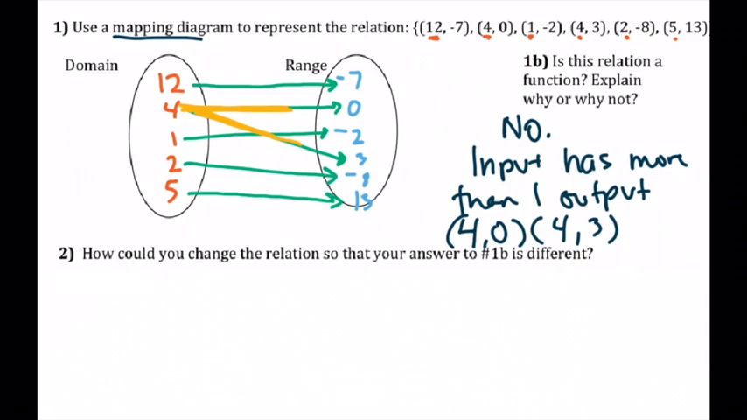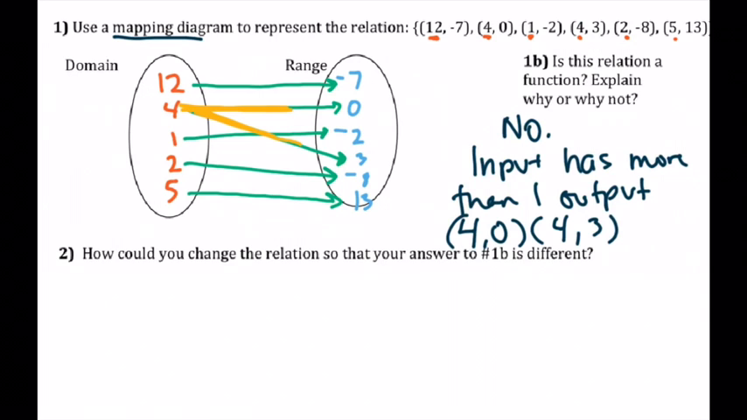What are some things? Okay, Connor? You could take out one of the ordered pairs that had an output from 4. Okay, so like maybe just throw that one out. Now, just to reemphasize, I can't just go around changing the problem, but if I was going to write a new problem that was going to be a function, that would be something I could do. All right, what's a different idea?